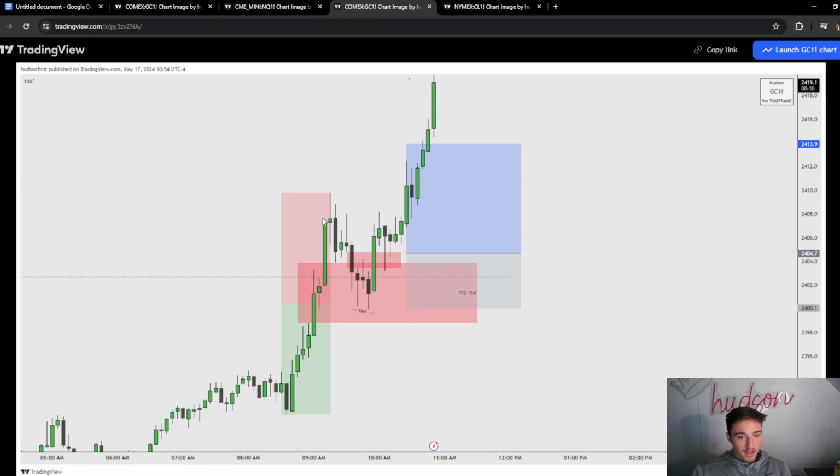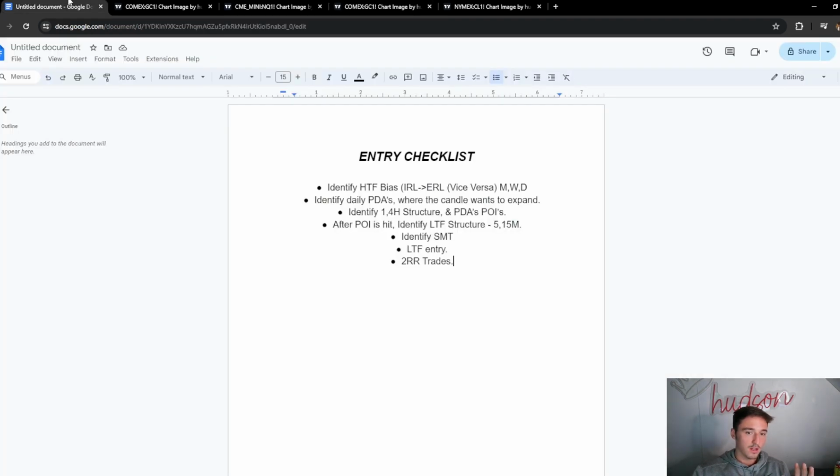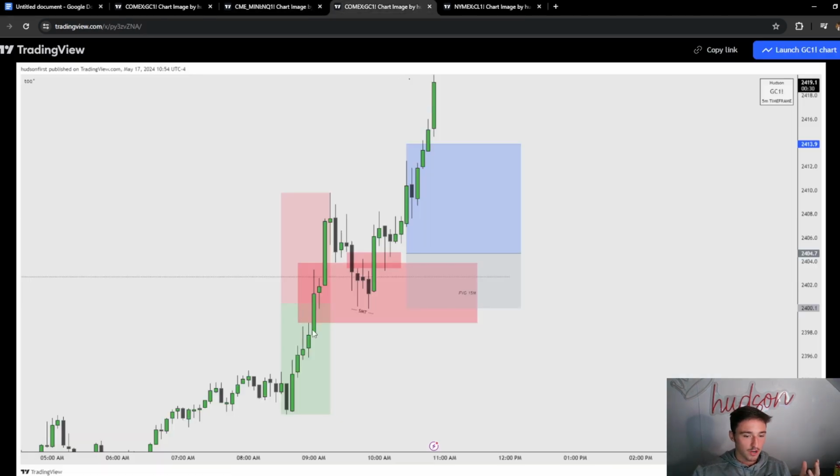Next trade, gold. Right here, this expansion higher, we come down into a discount. I guess I should have added that onto my chart, but premium and discount is always... what's the word? I can't think of the word I'm looking for. So you can add it right after the 1 and 4 hour structure. Did it come into a discount in that PD array, right? But right here on this move higher, we come down into a discount.